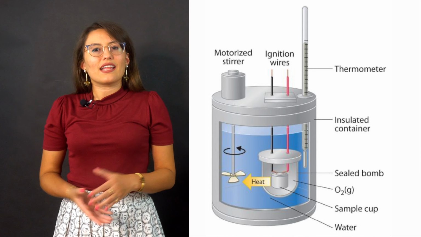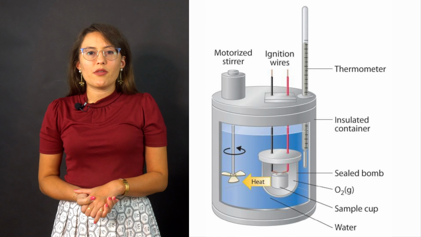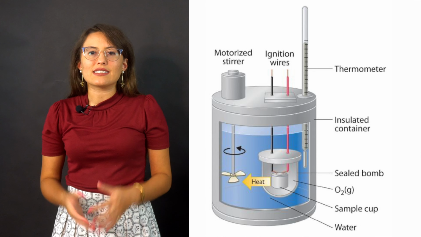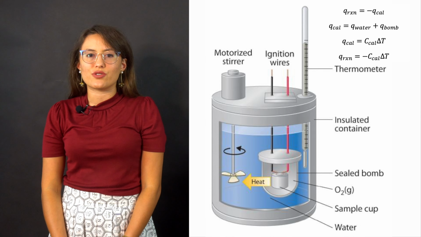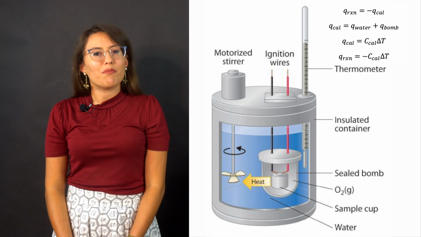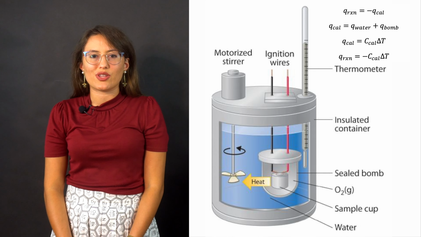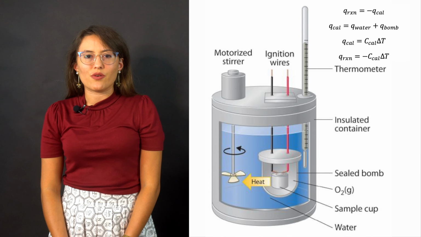The stirrer is to ensure that the water is homogenized throughout the entire experiment. The sample is then ignited electrically and the heat released is absorbed by the bomb and the water. The heat released is measured by the change in temperature of the water. In this case, Q reaction is equal to the negative Q-cal. Remember, Q-cal is equal to the Q of the water plus the Q of the bomb.